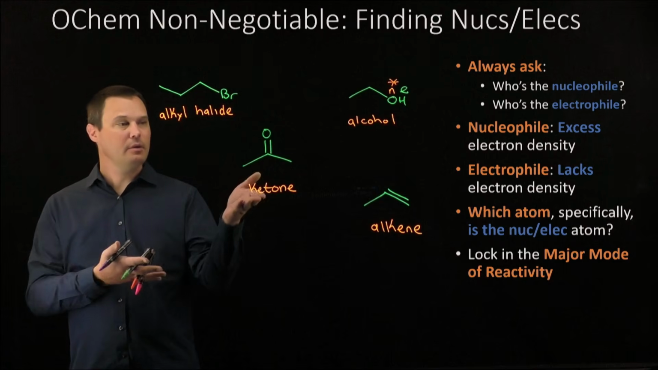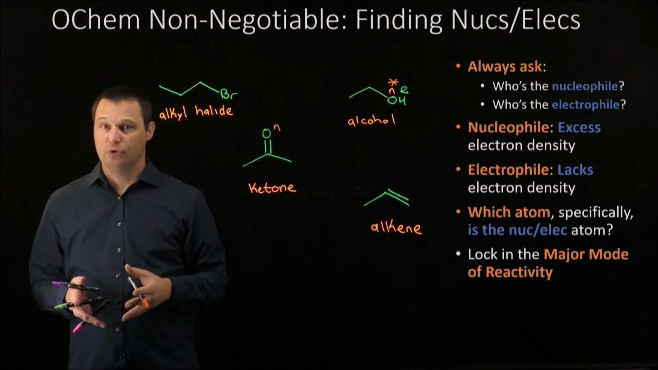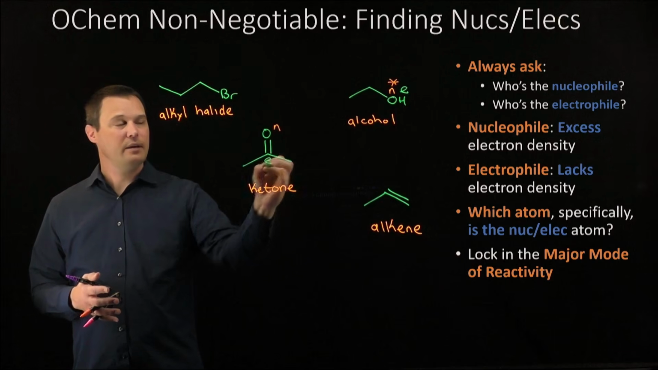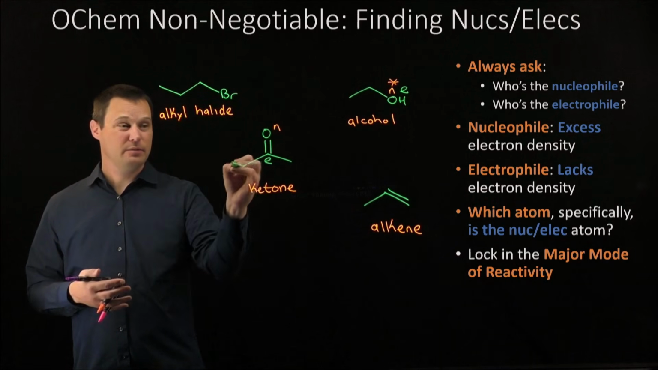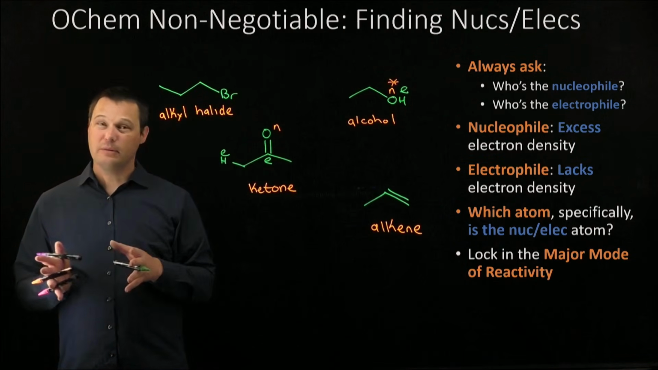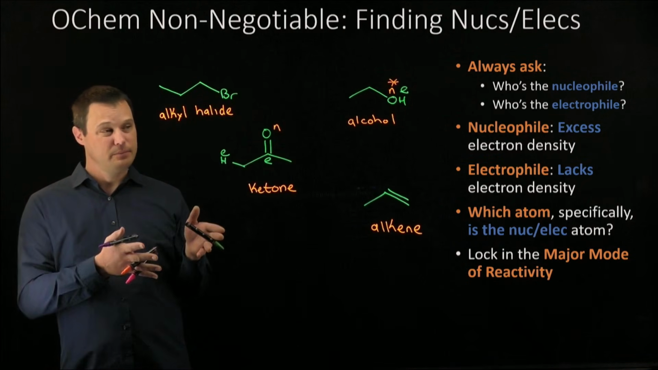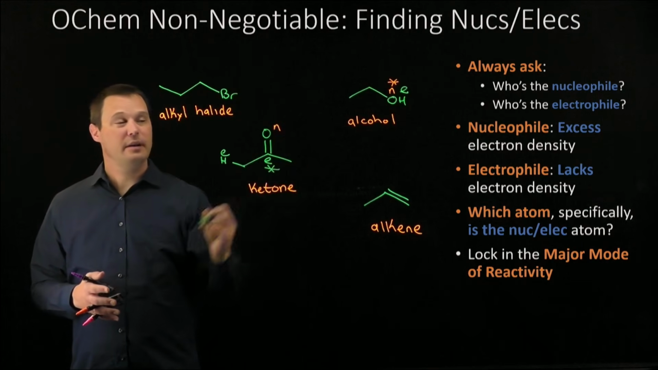Now consider a carbonyl. Could the oxygen behave as a nucleophile? Sure. Could the carbonyl carbon behave as an electrophile? Also yes. In fact, later on in the course, you'll find that this alpha hydrogen is also acidic and electrophilic. But when students see a carbonyl, the first thing that I want them to think is carbonyls are electrophiles at carbon.